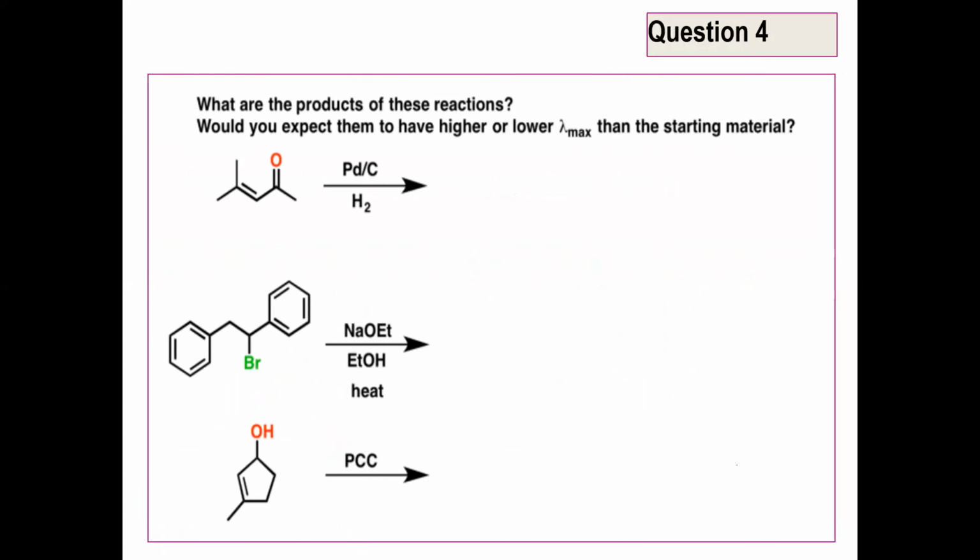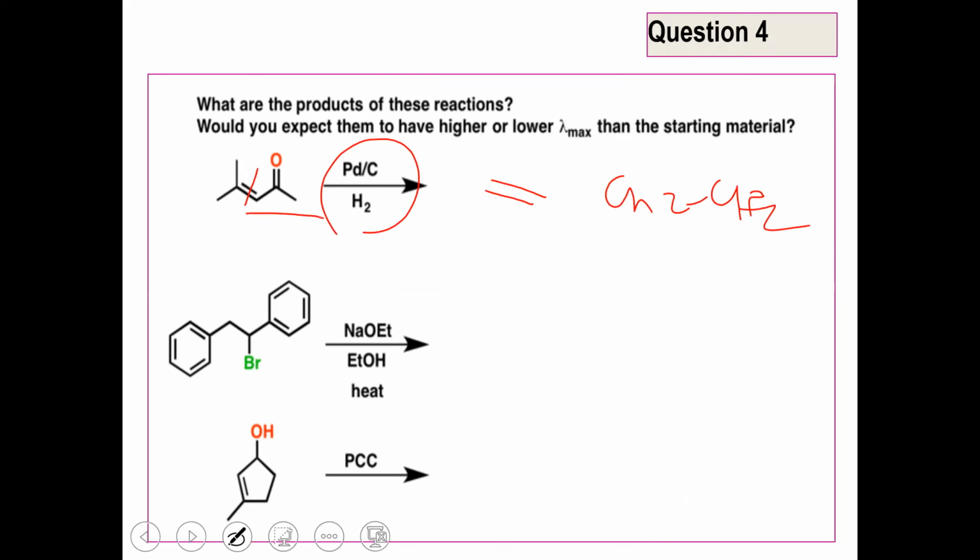So 3 pi bonds, 2 pi bonds, and this is related to organic chemistry. I will quickly describe this, not giving you a choice. So this is a reduction reaction. So this conjugation will go off. So instead of the double bond, it will be CH2, single bond CH2 here. So conjugation is lost. So no conjugation. So definitely it will absorb at a shorter wavelength.